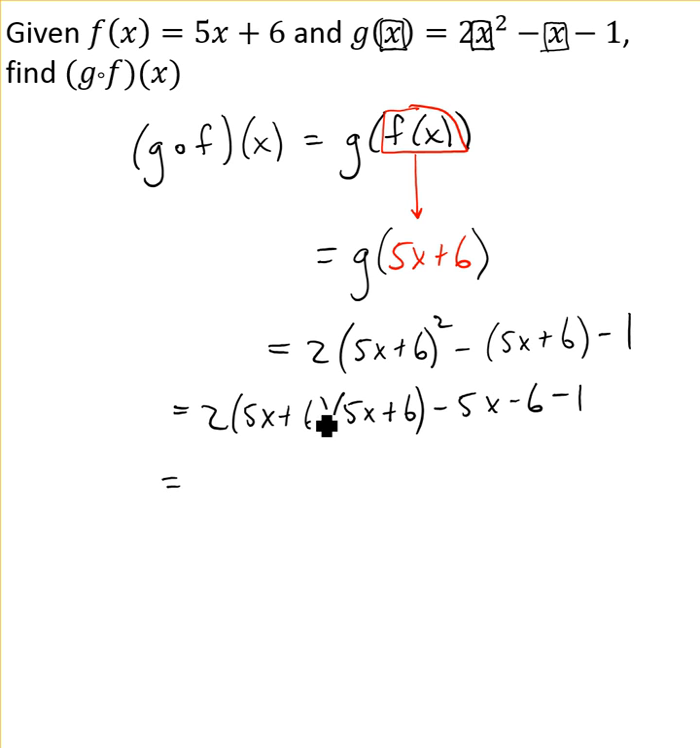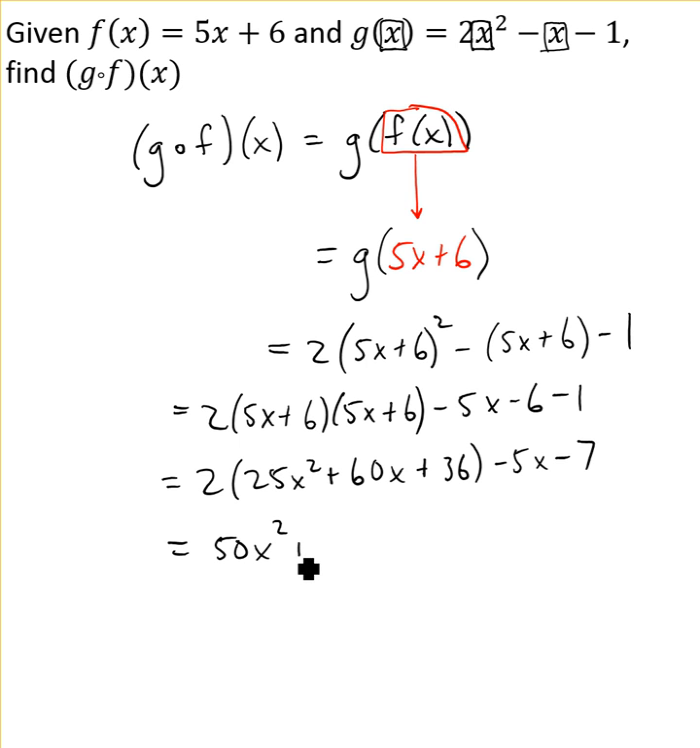So to complete this squaring here, we're going to get 25x squared plus 30x plus 30x. So that's plus 60x plus 36. I can go ahead and combine these two constant terms on the end, so that's minus 7. Now we'll distribute the 2 and see if we have any other like terms.